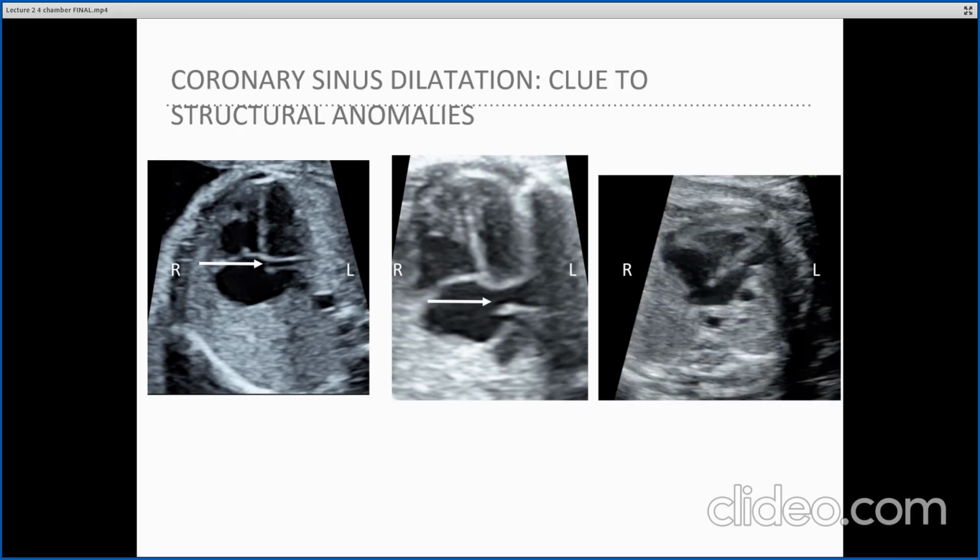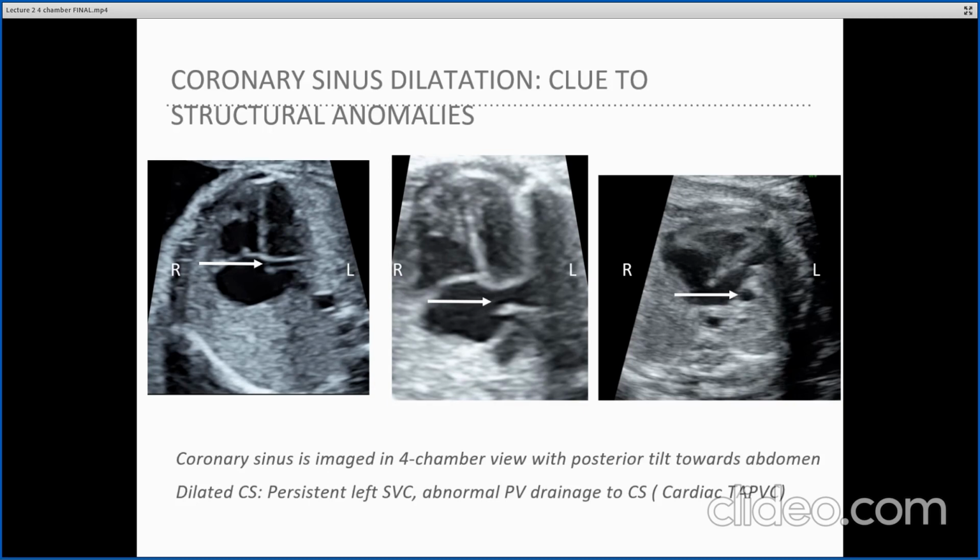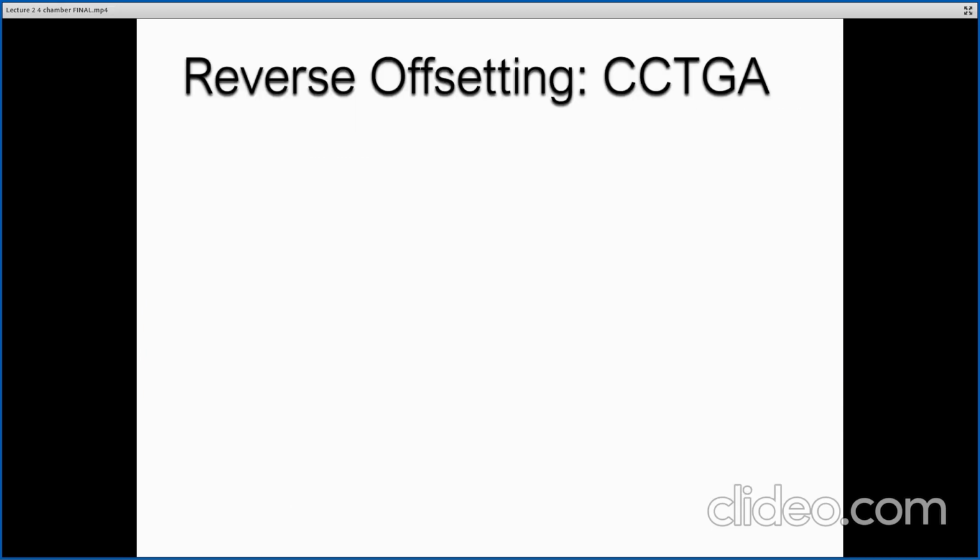And here in the four-chamber view, we can see that round structure lateral to the left ventricular inflow, and that's the dilated coronary sinus. So the dilated coronary sinus usually is associated with two abnormalities. One is persistent left SVC. It is usually a benign variant. But if there is no persistent left SVC in association with the dilated coronary sinus, then we need to think in terms of something else, which is usually a more severe abnormality, that is a cardiac type of total anomalous pulmonary venous connection, draining to the coronary sinus.